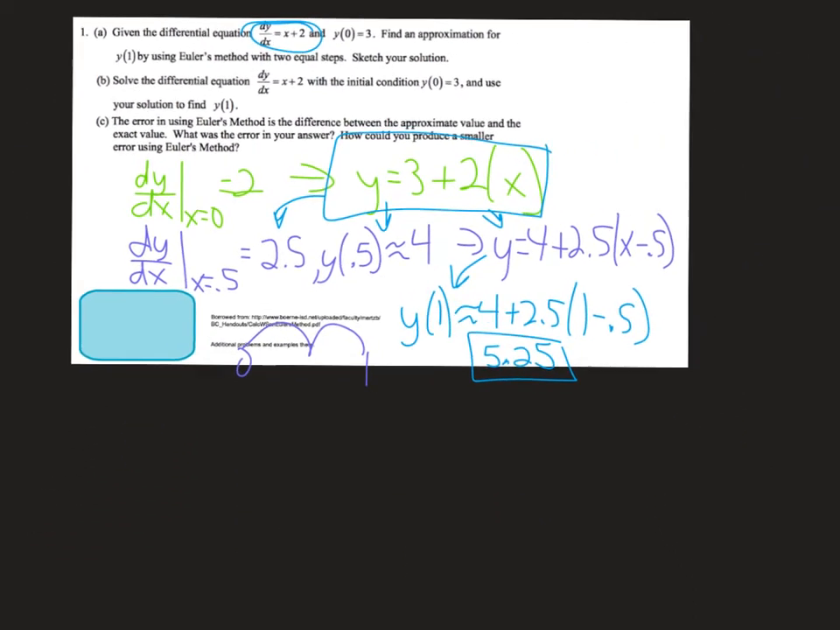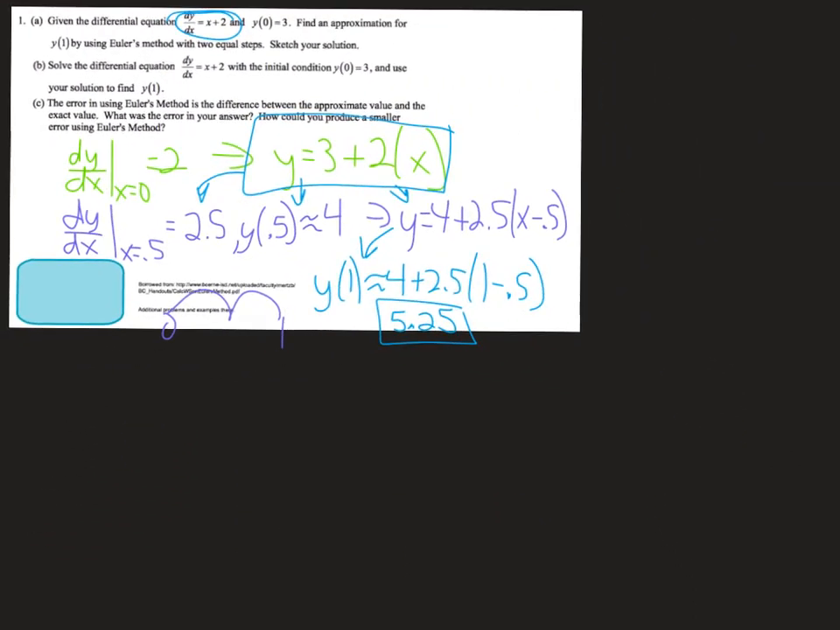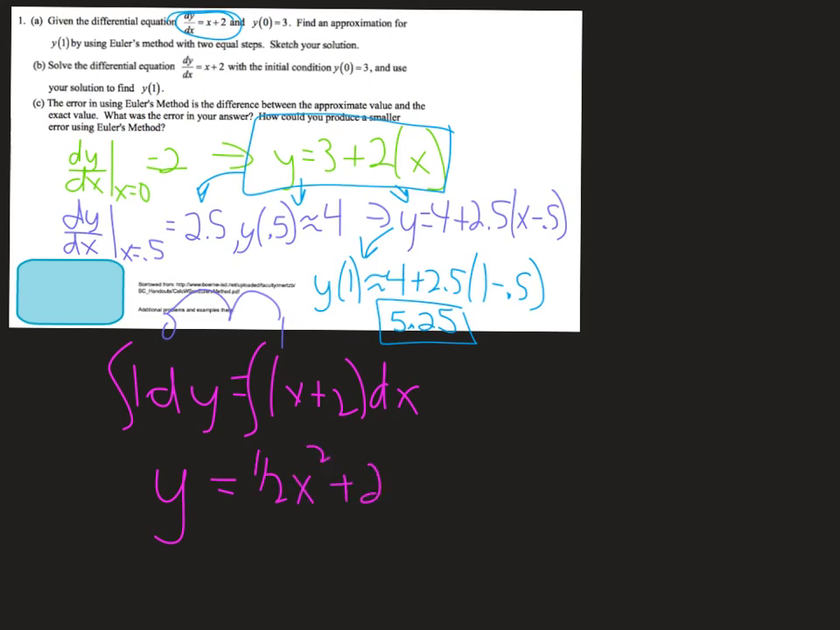Okay. Solve the differential equation and use it to find your solution, okay? So I have dy/dx equals x plus 2, so I'm going to rewrite that as dy equals (x plus 2) dx. Let's integrate both sides. I'm writing it that way so that we can kind of reiterate our separation of variables. So that's y equals 1/2 x squared plus 2x plus some sort of constant.